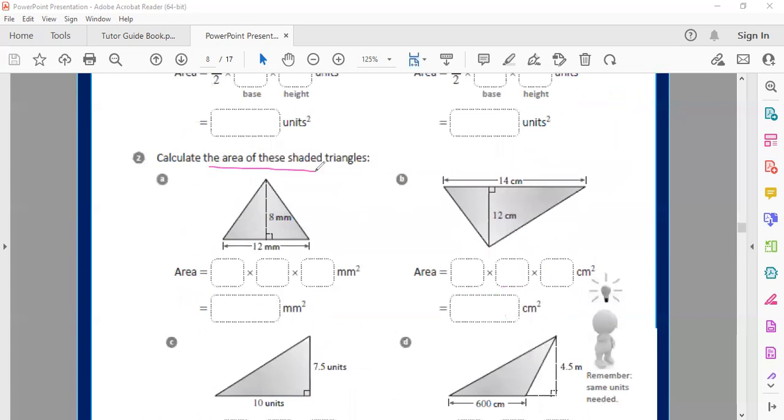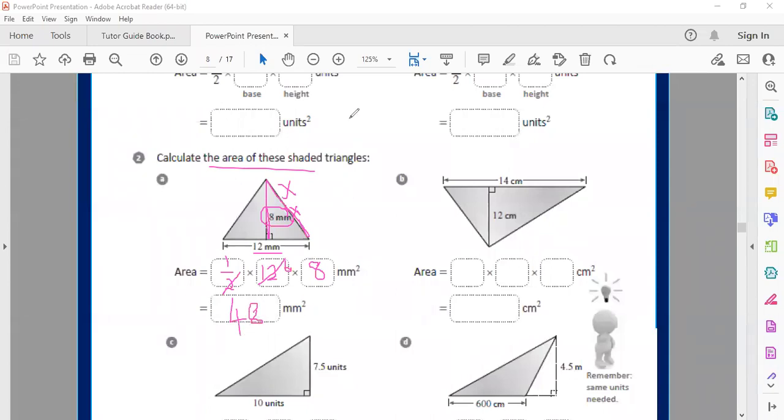Calculate the area. So half, you write here half, times the base, which is 12, times the height. Remember, this is the height, not this. Not this one, it's this. So it's 8. So I can actually cancel off, right? There's 6. What is 6 times 8, guys? 48.